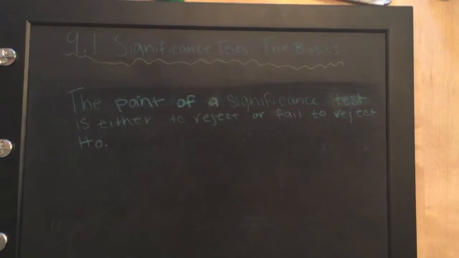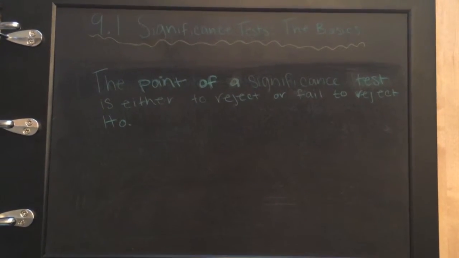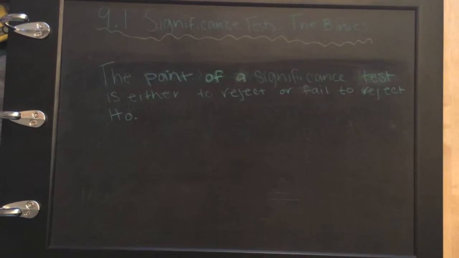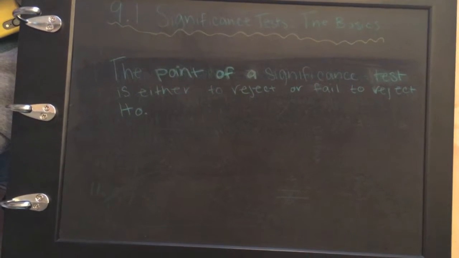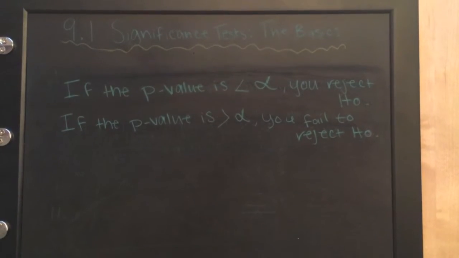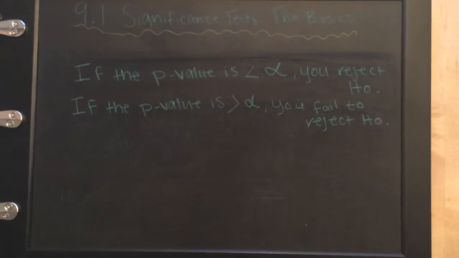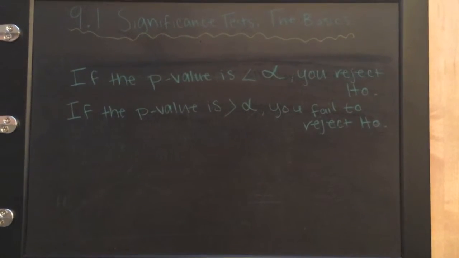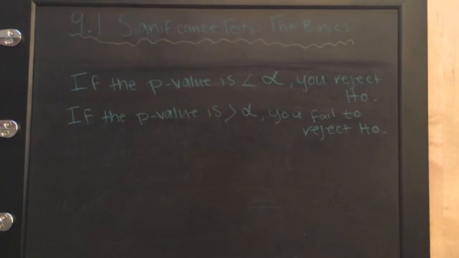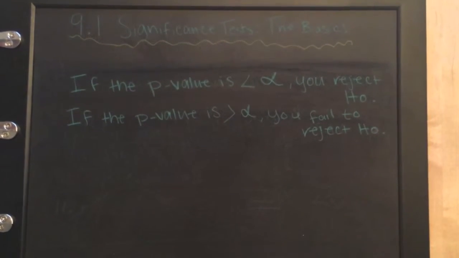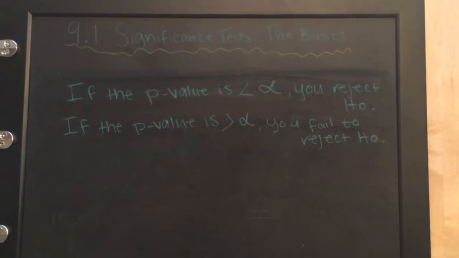The point of a significance test is either to reject or fail to reject the null hypothesis. You should never say accept HA or accept H0, because that implies that you believe something is true, while in fact you should only be determining whether something is false. If the p-value is less than alpha, you reject the null. Meaning that the probability of this sample occurring is so small that you can reject the null hypothesis. If the p-value is greater than alpha, you fail to reject the null. Meaning that the probability of the sample occurring is so large that you cannot reject the null hypothesis.